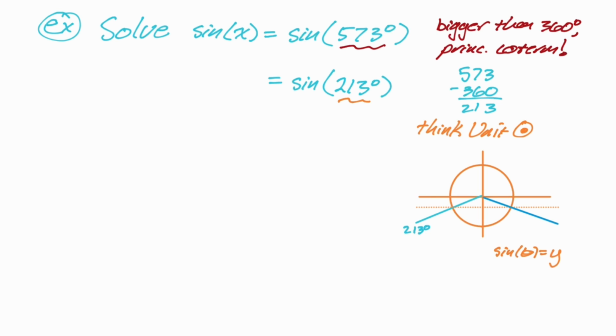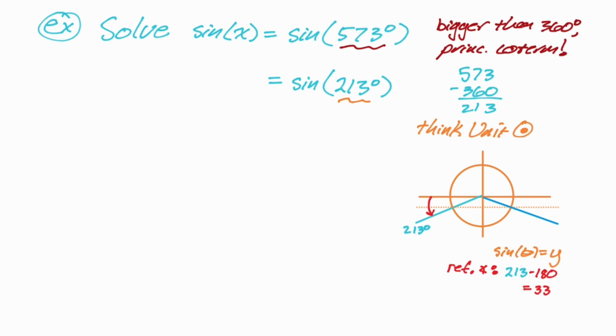Now, how do I find that? I'm going to look for this reference angle, right? I'm a little over 180, so to find the reference angle, I will do the angle minus 180. So my reference angle is going to be 213 minus 180, which is 33. It's 33 degrees.